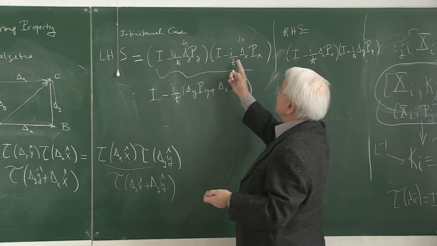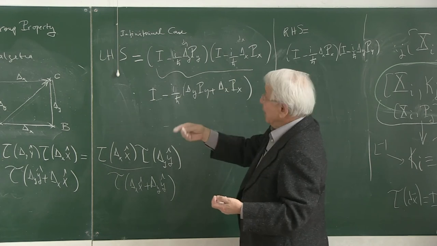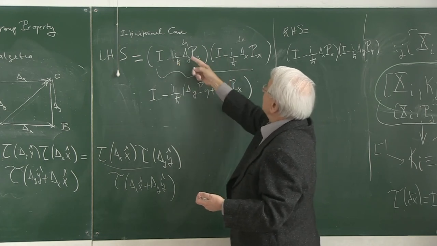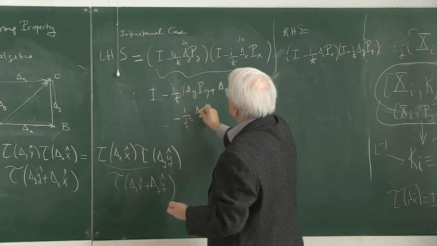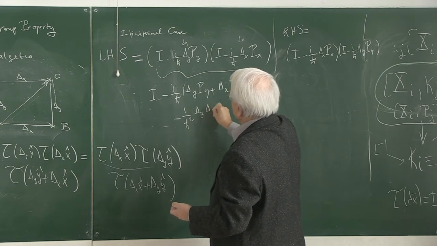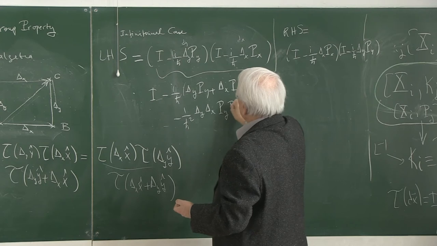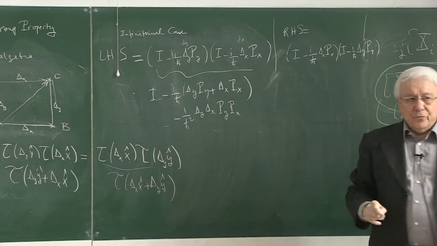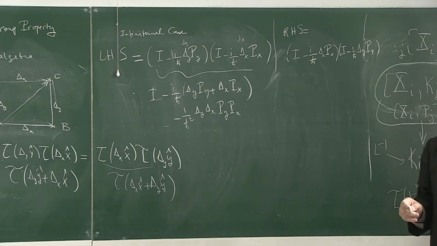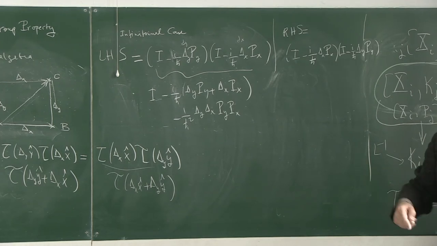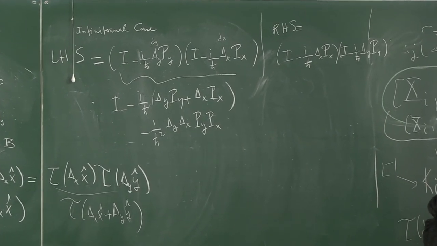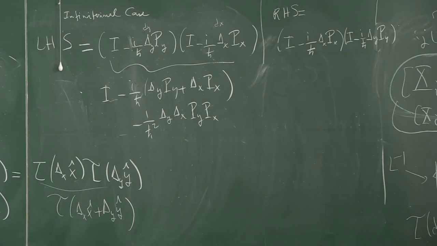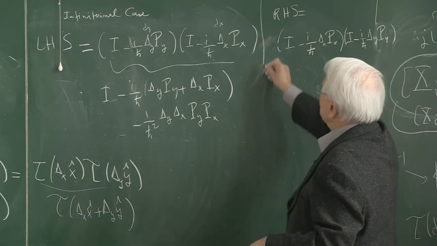However, let's go one step further. Although I know that I'm doing infinitesimal, doesn't matter. Minus minus is plus, i squared is minus 1 over h bar squared delta y delta x p_y p_x. I'm sort of pushing the limits of the definition of infinitesimal translations. For the product of two infinitesimal translations, I proceeded to the second order. I didn't stop at the first order because that is where the difference will start emerging. So that is the left-hand side.